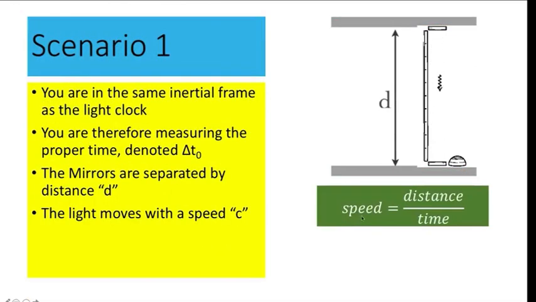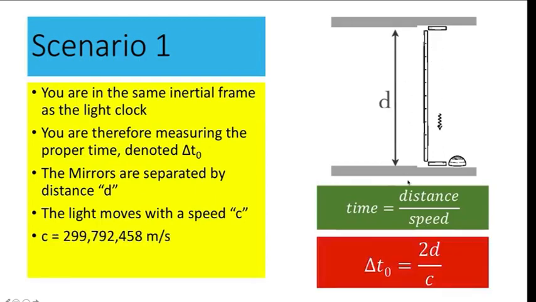Now, let's remember that speed is equal to distance over time. So equivalently, we can solve for time as distance over speed. And by using now this formula for time, we can measure proper time as the distance the light travels back and forth. That means one going up and one going down. So the distance traveled is 2d divided by the speed by which the light is traveling, and that speed is the speed of light denoted by letter c.